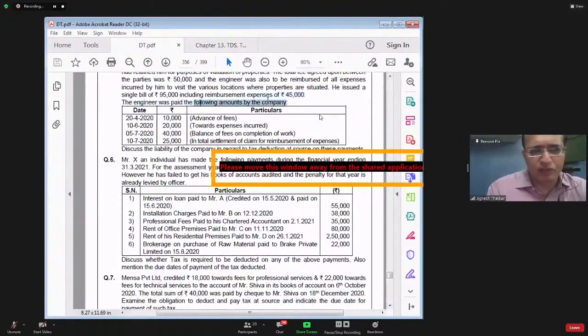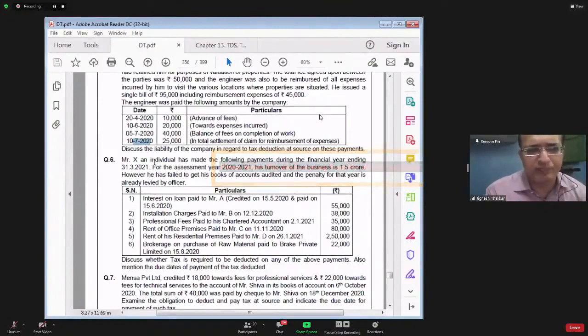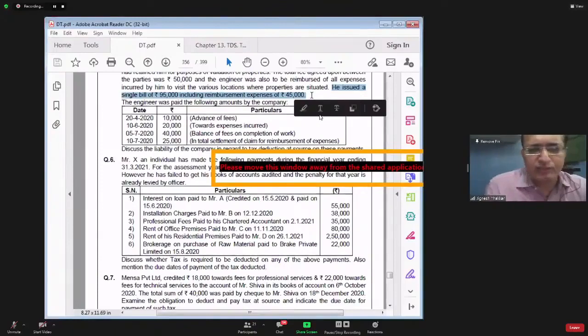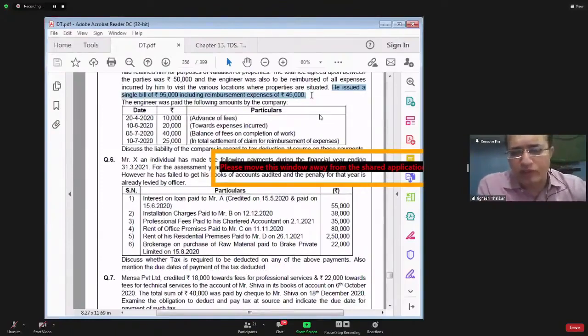Engineer was paid the following amounts by the company: 20th April 20, 10th June 20, 5th July 20, 10th July 20. Advance fees is given, then 20,000 is given for reimbursement towards expense incurred, balance of fees for completion of the work, in total settlement of claim for reimbursement expense. Here it says he issued a single bill of 95,000, including a reimbursement of expense of 45,000. So a single bill is issued for 95,000.